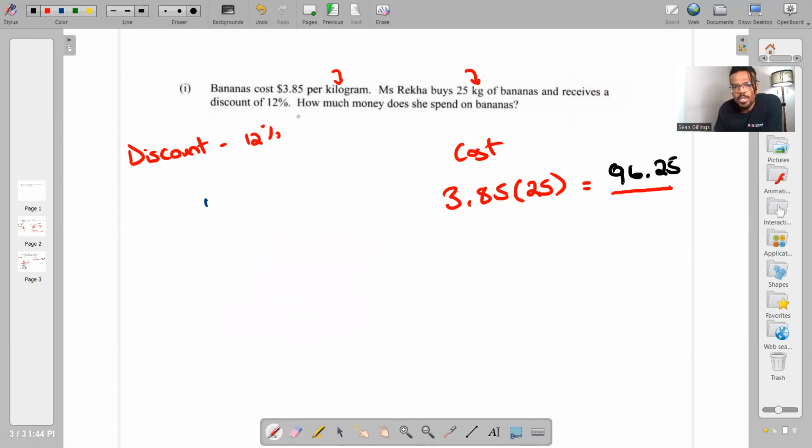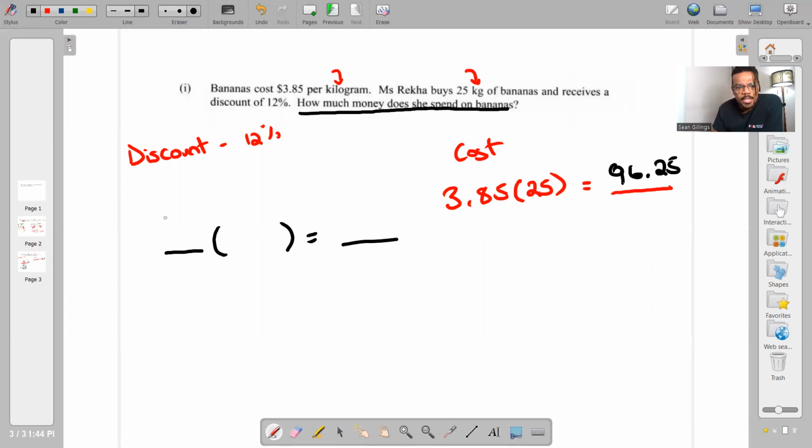So now they want to know how much money does she spend on the banana. So they want to know how much money does she spend at the register, not what she thought that she was going to spend. But remember, she gets a discount now. All right. Now, we introduced the framework to you guys last time. Okay. It was the starting position. Something has to happen to it. And it's going to equal to your ending position, right?